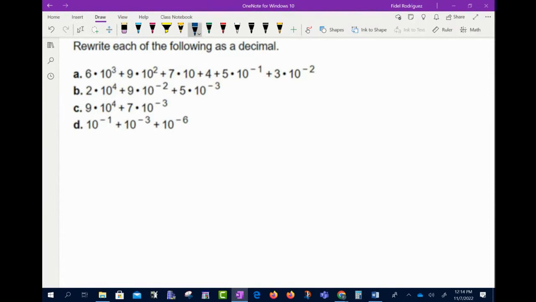So 10 to the third. If I think of 10 to the third, 10 to the third is 1,000, okay? So this is going to be 6,000, okay? 10 squared is 100. So that's telling me in the hundreds position, I have a 9, okay?